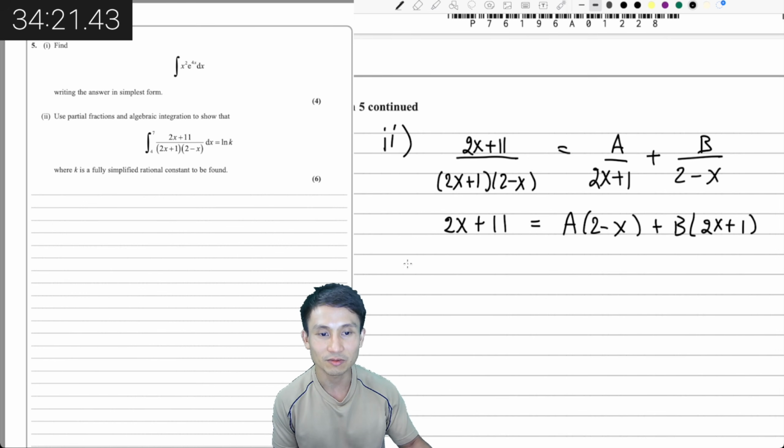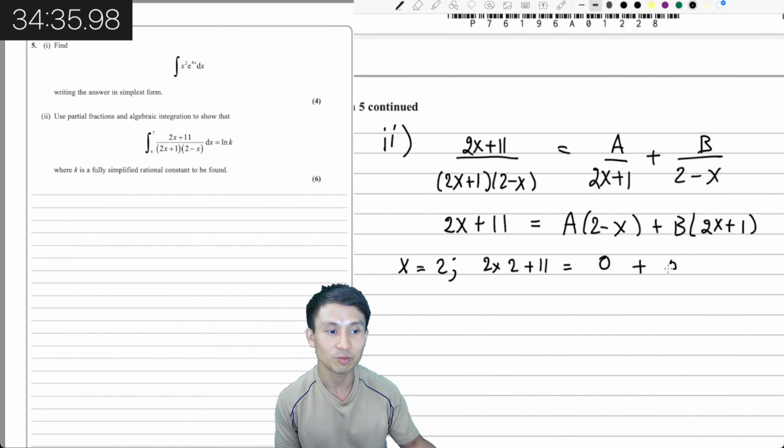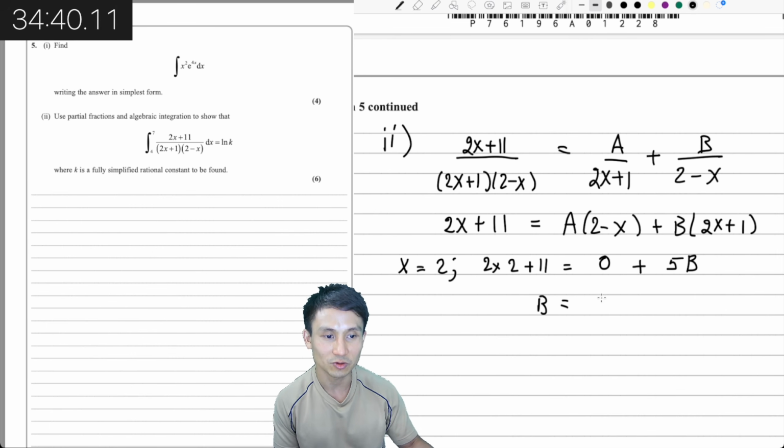But I'm just going to let x be 2 because when we do that, this will vanish, right? So 2 goes to x here. We get 2 times 2 plus 11 equals, this will be 0, and 2 goes into here. We get 5b, yeah?